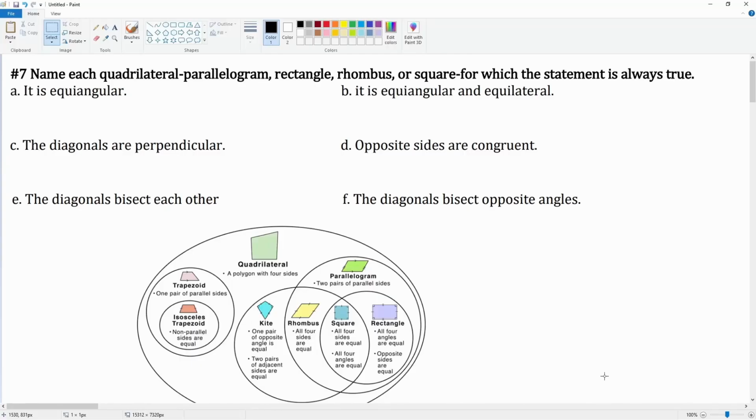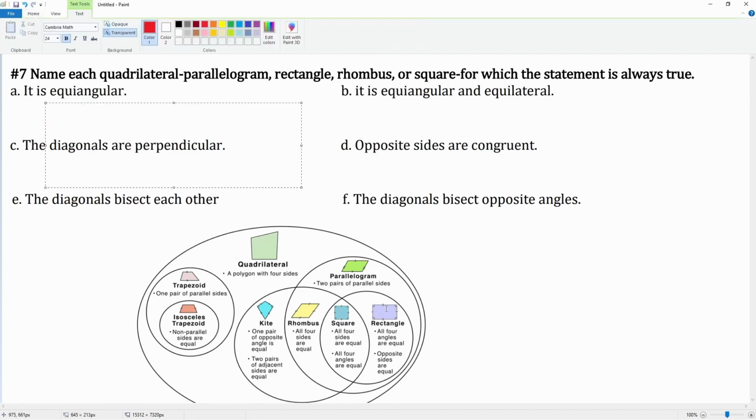All right, for number 7, you're going to name each quadrilateral, parallelogram, as a rectangle, rhombus, or square for each of the statements that is always true. Here is a Venn diagram that allows us to see a couple of things. Okay, so which one is all equal angular? Equal angular means all the same angles. So for that one, it looks like a rectangle would be one of them.